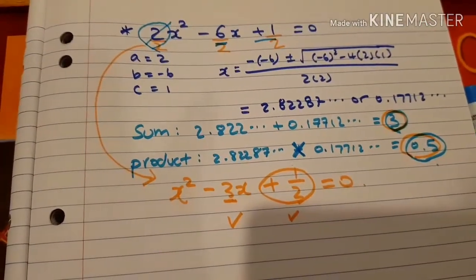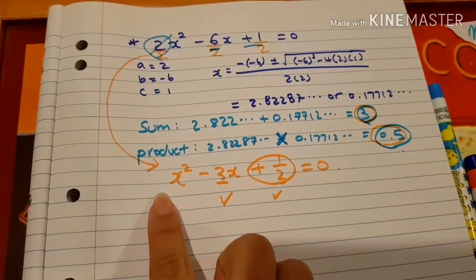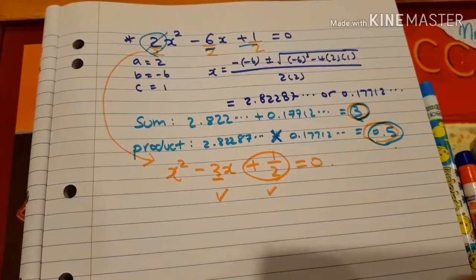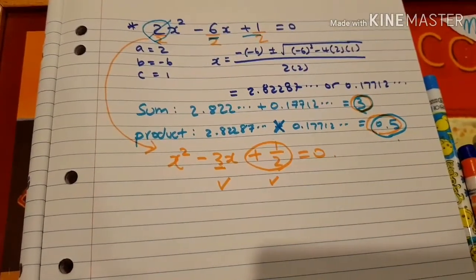So now we know that when the coefficient of x squared is 1, the sum and product of the roots works, okay?